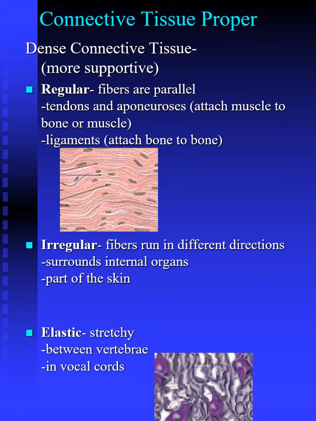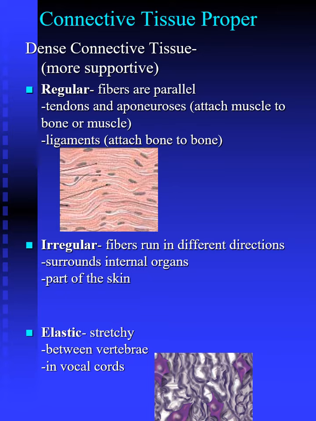Here we find very few blood vessels, and so when we have injuries to our tendons and ligaments, it takes a while for this to heal because we need a rich blood supply to allow for exchange of waste material and nutrients to allow for good healing.